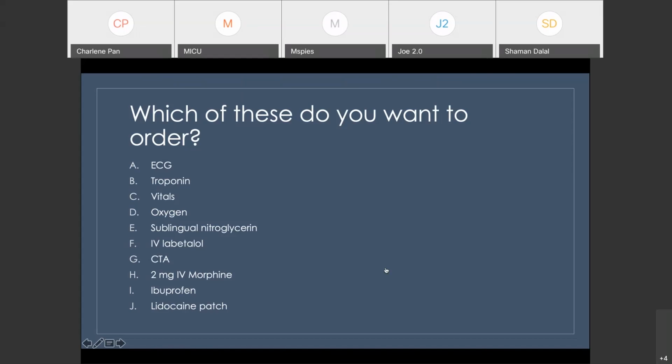CTA is basically to rule out aortic dissection. That is my approach. Morphine, aspirin, the patch, again, those are almost standard, but you're not just looking at the patient and not missing anything before thinking about what you need.